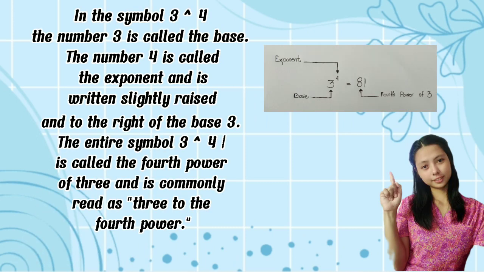In the symbol 3 raised to the power of 4, the number 3 is called the base. The number 4 is called the exponent and is written slightly raised and to the right of the base 3. The entire symbol is called the fourth power of 3 and is commonly read as 3 to the fourth power.